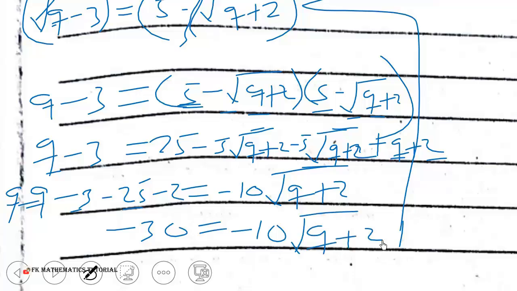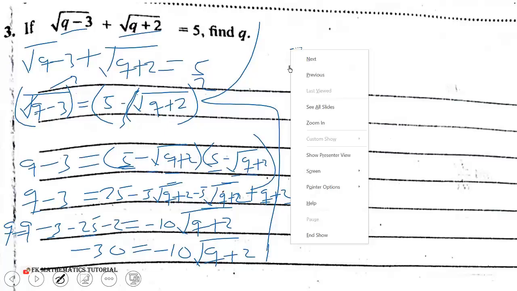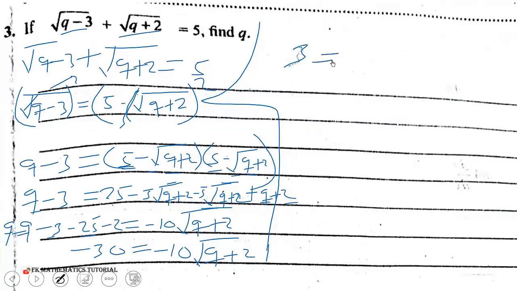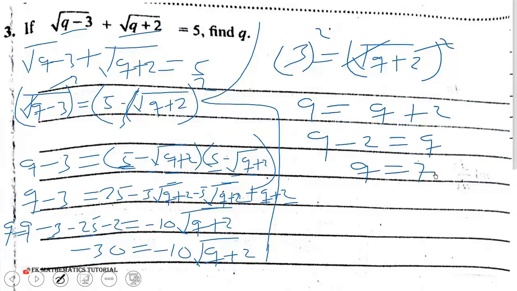So dividing through by negative 10, we are going to get 3 is equal to square root of q plus 2. So squaring both sides, this will get rid of this, 9 is equal to q plus 2. So 9 minus 2 will be equal to q. Therefore q will be equal to 7.